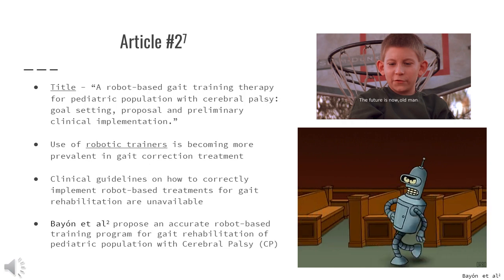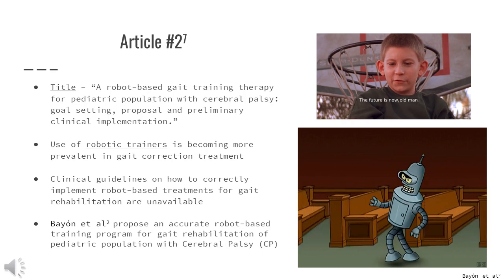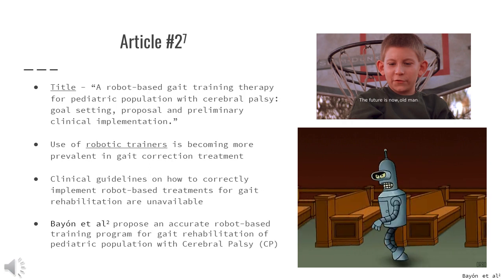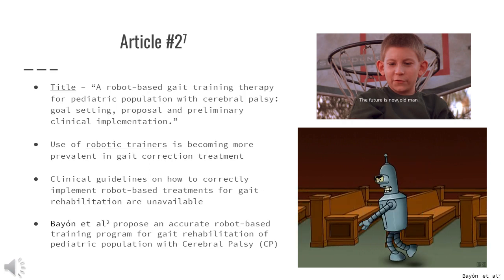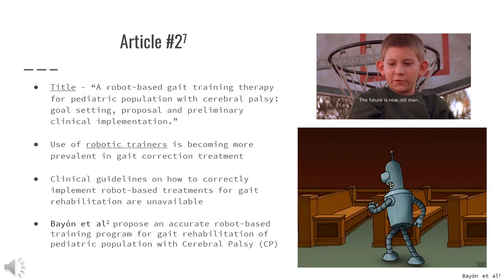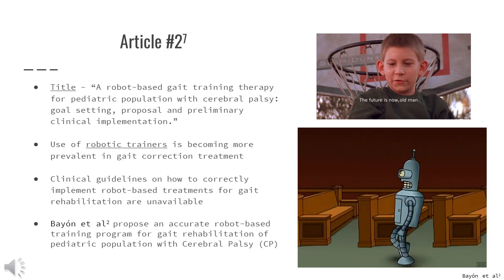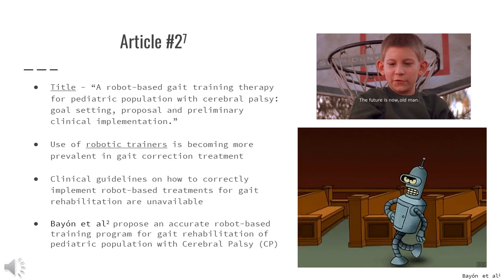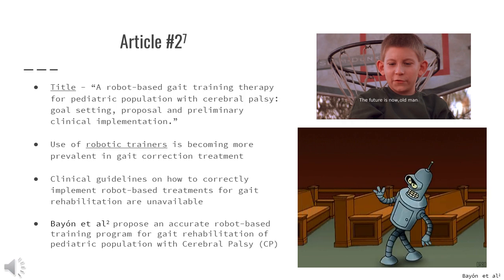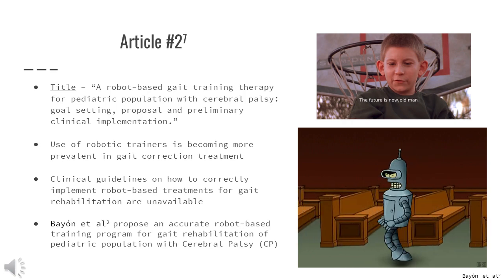This has been used several times in research with especially children with cerebral palsy and training them to use proper mechanics when they walk. So one of the issues right now, though, is that though we have all this really cool research about robotic trainers, we don't really have a good way of implementing that into the clinic. So what Bayonne et al. proposed is a way for us to take that research that's being done and apply it into a clinical model so that clinicians can pick up this research and make meaning of it.